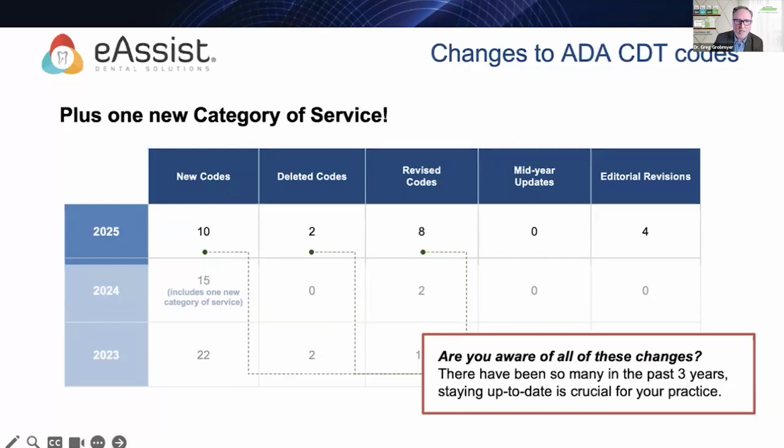We see revised codes, and we also have editorial revisions. Those are 2 different types of revisions. The revised codes are what we call substantive revisions. That means they changed or tweaked it in some way that actually changes the meaning or the scope of the code. And so that's a substantial change. That's a change that you really need to pay attention to, because the meaning of the code has been revised.